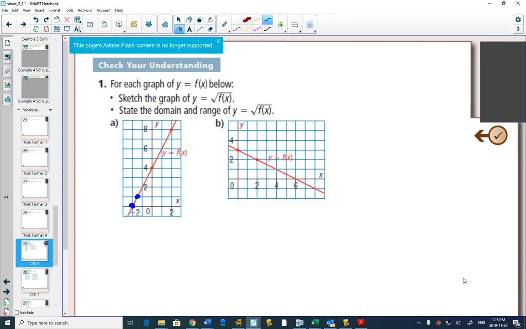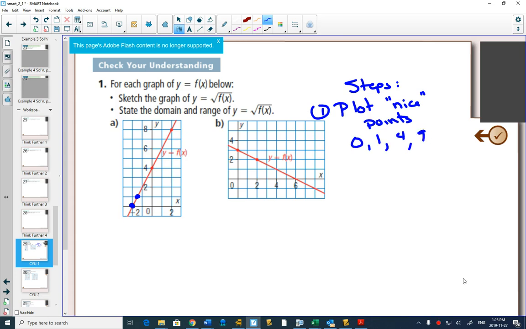So step 1, I would always recommend, if we were to write steps here, to write down the ones that you can do the square roots of. Plot your nice points first. 0 and 1 are the most important. But do we have any other nice points on here? Yeah, we have 4. What's the square root of 4? 2. The x value doesn't change.